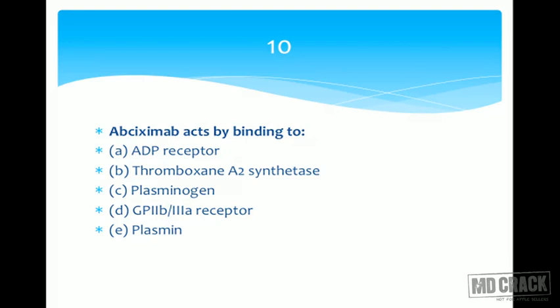Apixaban acts by binding to? Again, it's a similar question, and if you look at the options, probably you can come to know that something is happening about platelets, because there is ADP receptor, thromboxane A2 synthetase, plasminogen, glycoprotein 2B3A receptor, and plasmin. So apixaban, yes, it does act on the platelets.